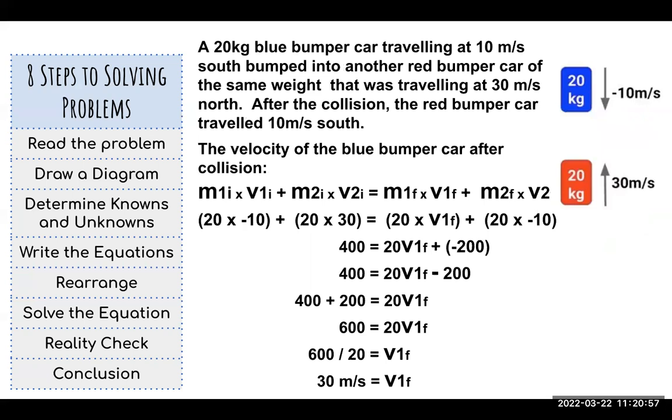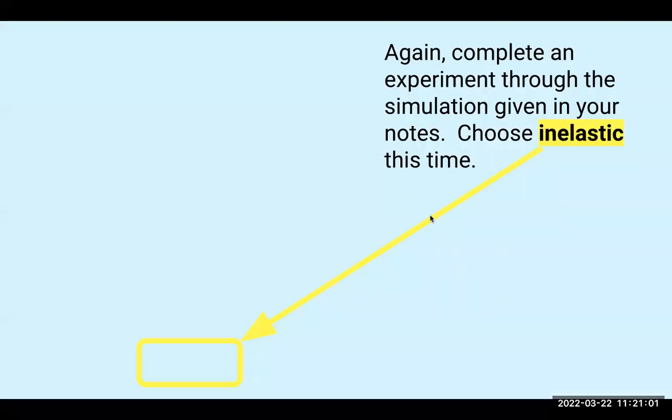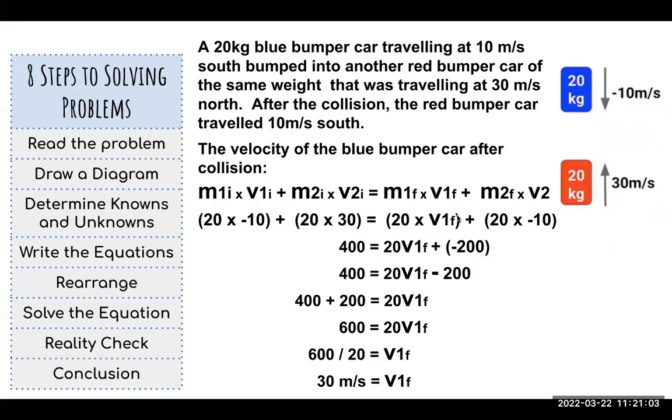Okay, so the velocity of the blue bumper car after collision is our unknown. We assigned the blue car as object number 1, so this is the velocity of object 1 after collision, v1f. That's the only unknown in here. For all the other things, I would have subbed in the numbers and calculated through these steps. So you can pause and have a think about it.